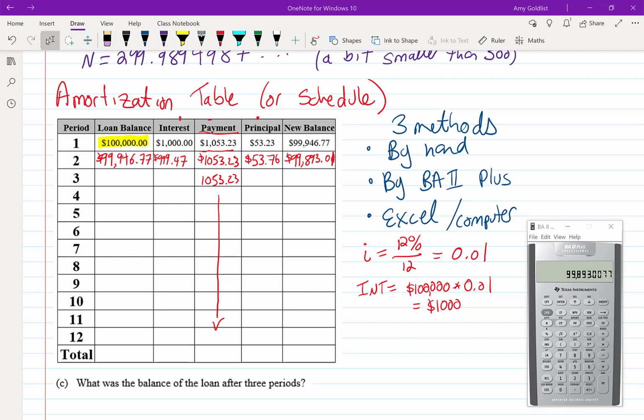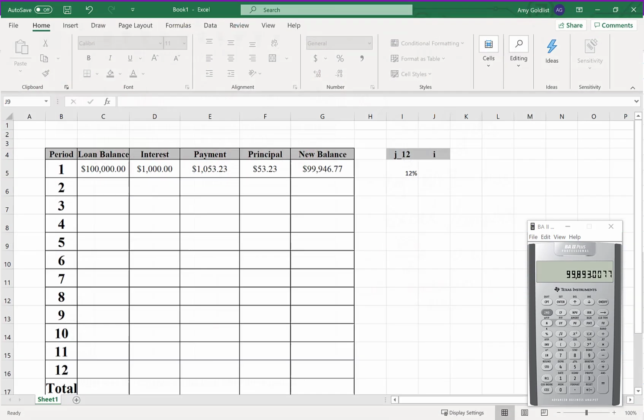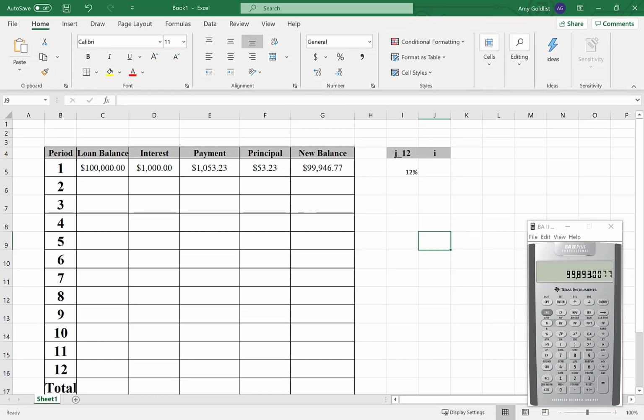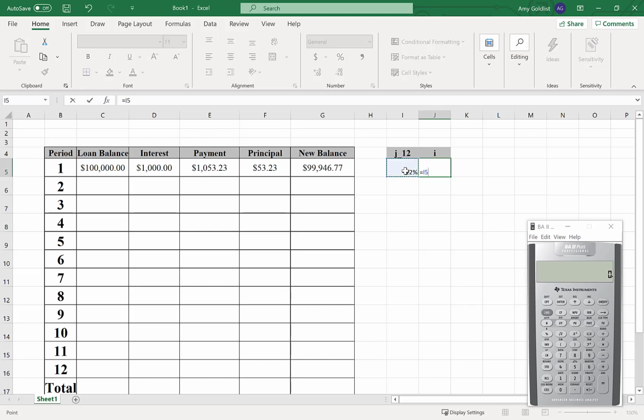In order to find the balance of the loan after three periods, I could continue on doing this by hand. But that is tedious and frustrating. So we're going to move on to method number three, and I'm going to do the rest of this with Excel. I haven't done anything too fancy here except copy over the exact same thing we had, but now into Excel. I'm going to make sure that I have the correct interest rate. I have to convert this for Excel. So if J12 is 12%, then i is 0.01.